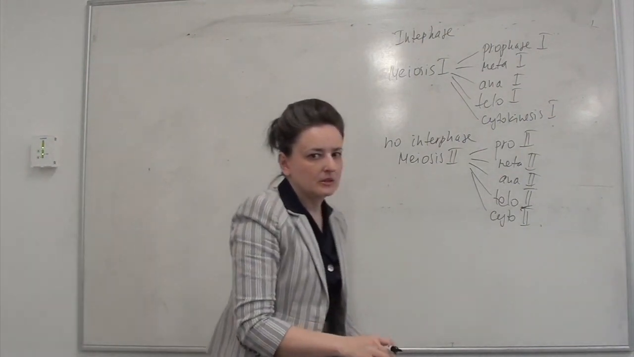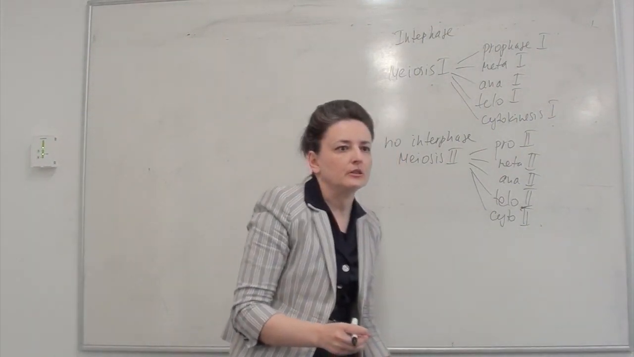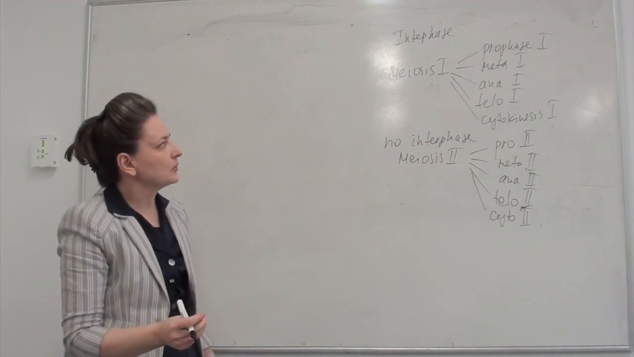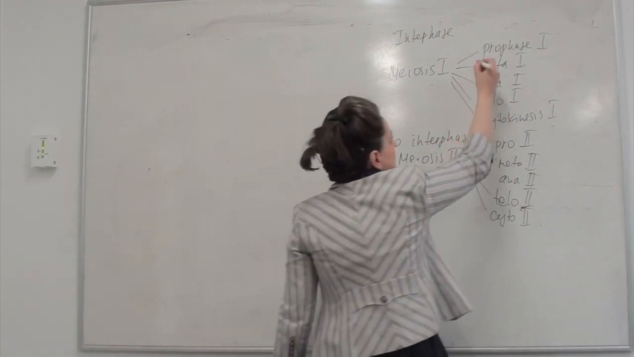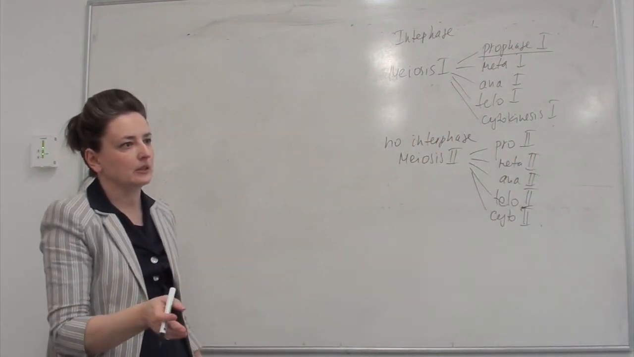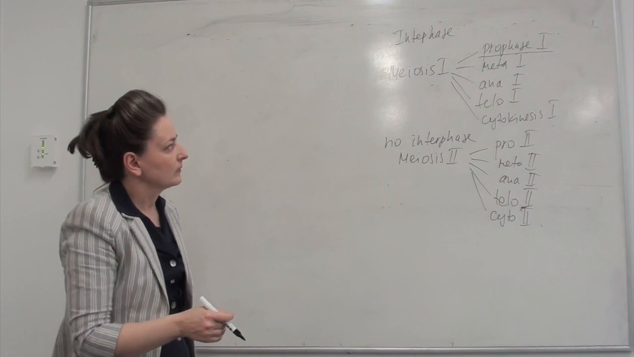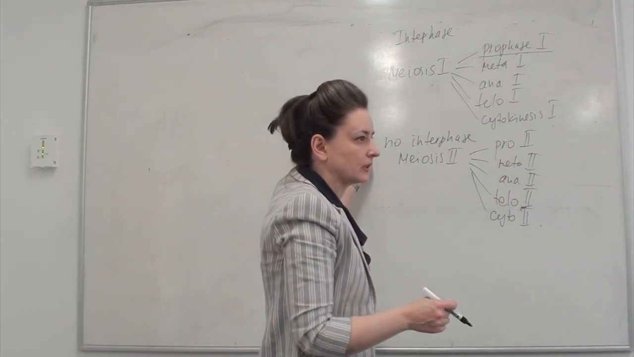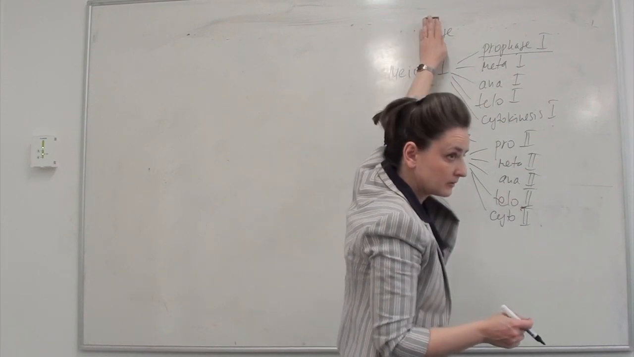So what we're going to start doing is looking at each stage one at a time. The longest and the most complicated one is prophase 1. Once we have that one out of the way, then it'll hopefully get easier. Can I wipe all of this off again to free up a little space?